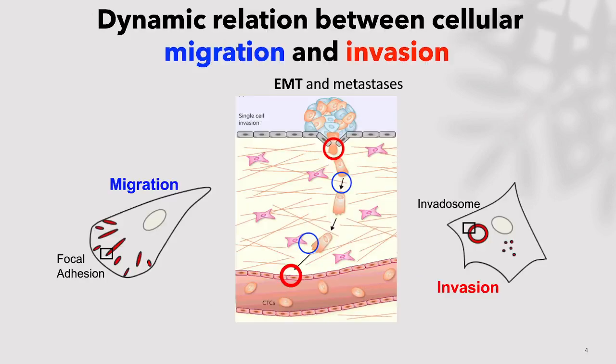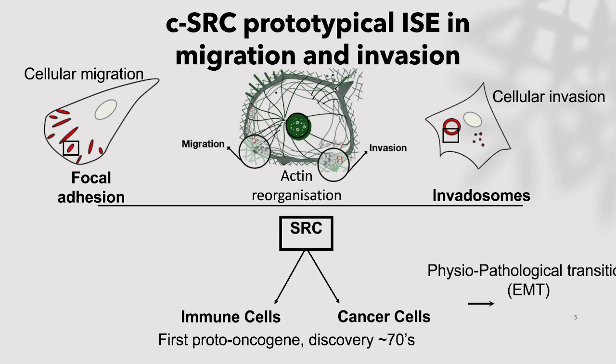We'll be interested in the interplay between cell migration and invasion. They are important in both physiological conditions for the immune system, for example, and in pathological conditions, in cancer propagation. A key regulator of both migration and invasion is the Src tyrosine kinase, a first proto-oncogene.